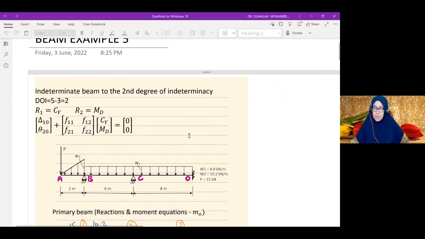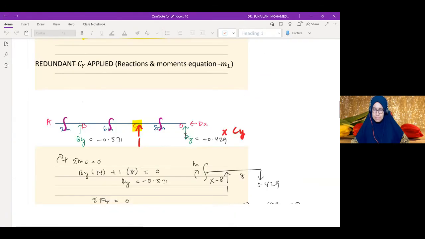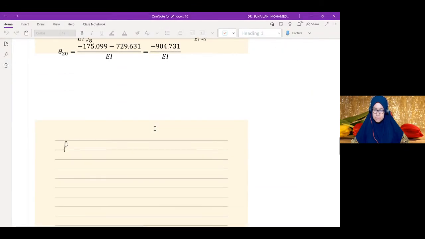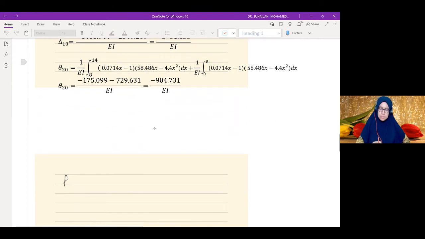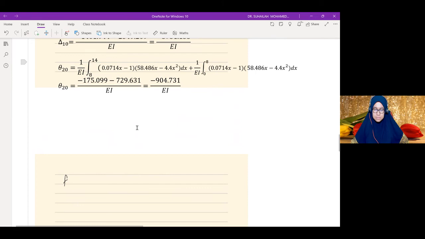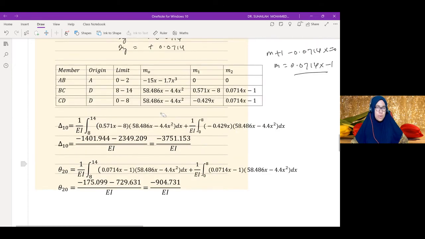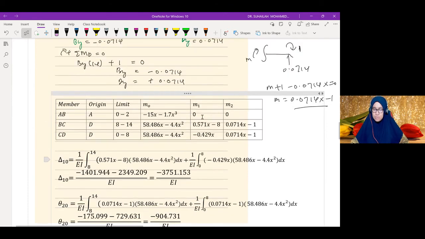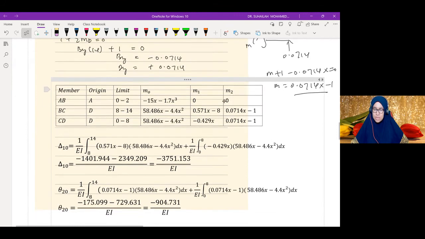Okay, so this is actually how we analyze a beam with two redundants, where the most complicated part is when we analyze the moment equation and then the displacement, because once displacement has been determined, then the rest is all substituting the value into the equation, and then we can solve using the equation.